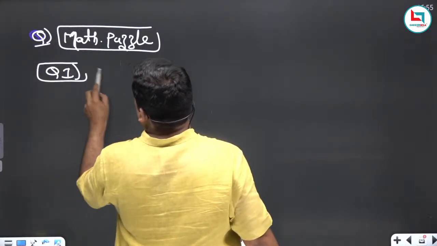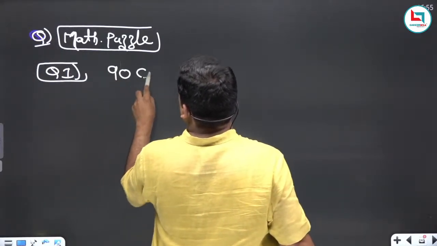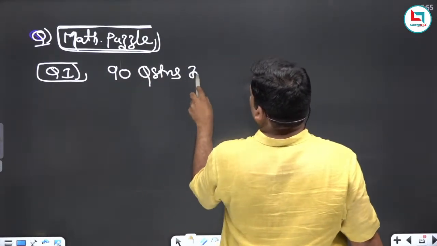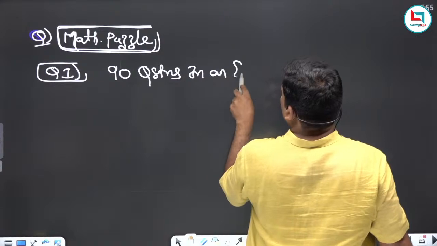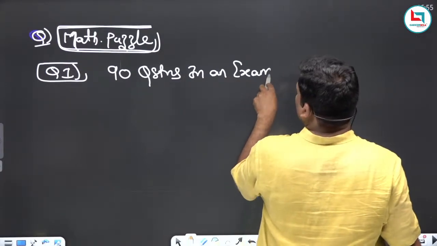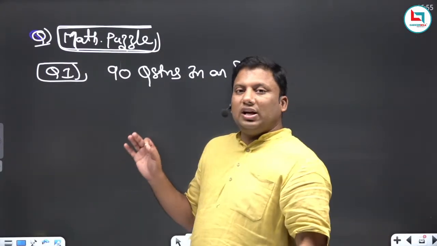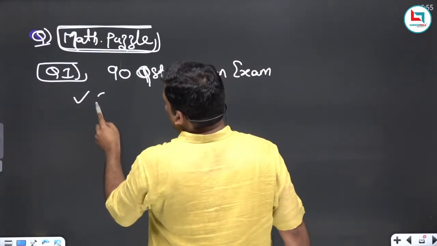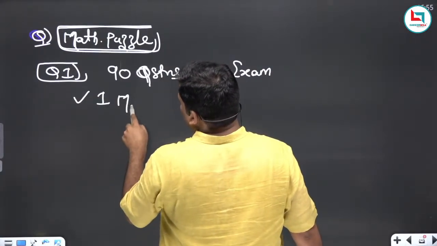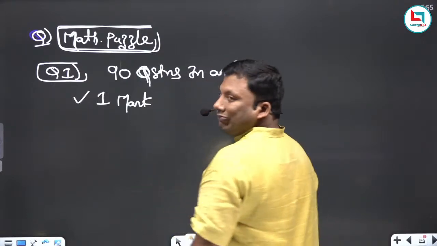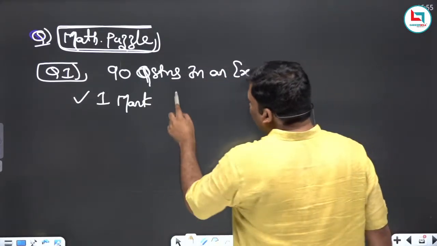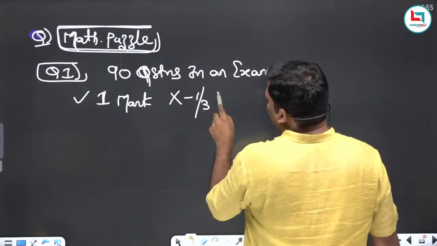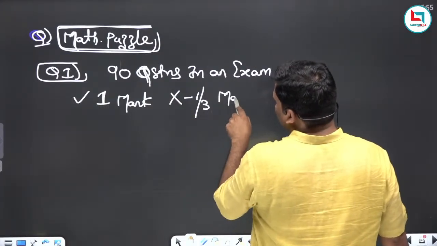Question number 1. There are totally 90 questions in an exam. An exam is conducted for you. Right answer, 1 mark. Wrong answer, minus 1 by 3 mark.